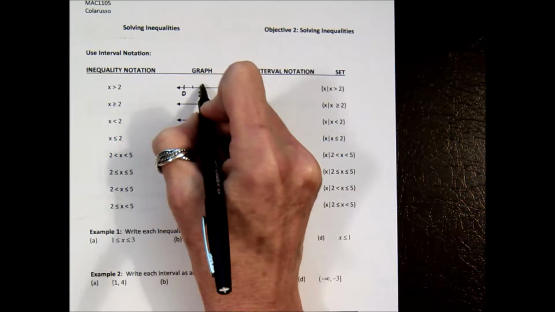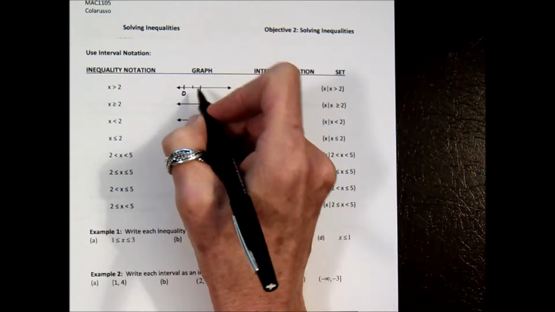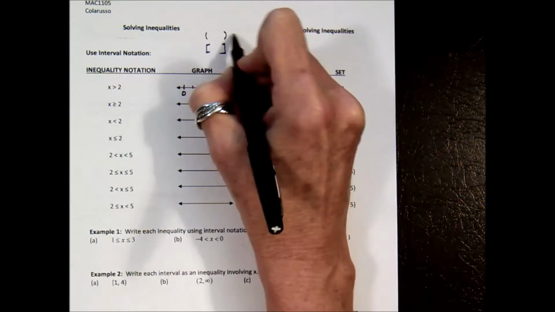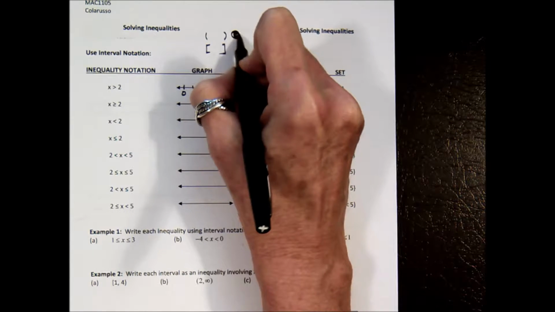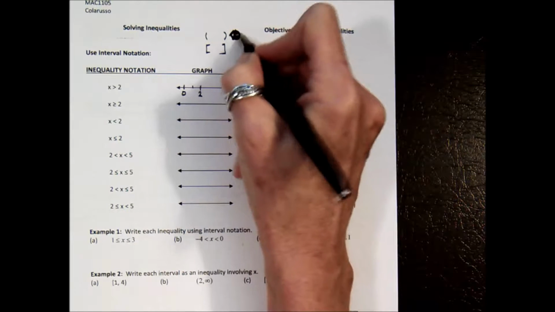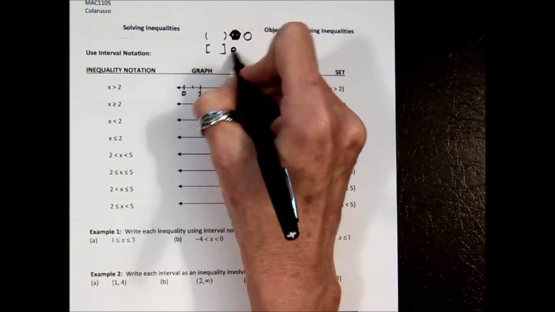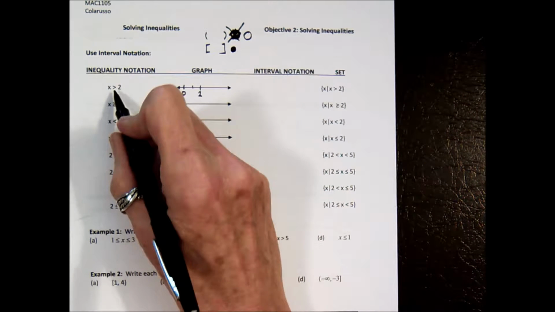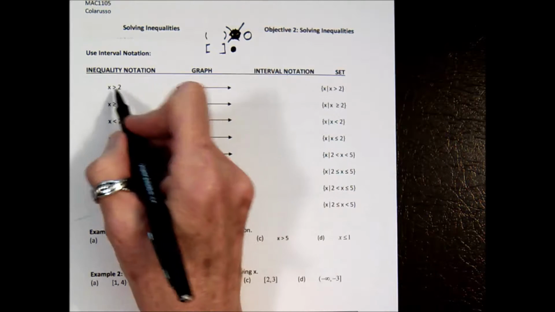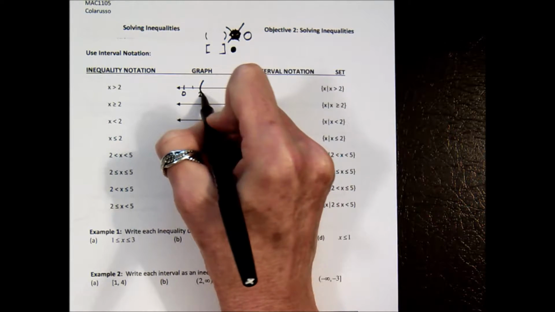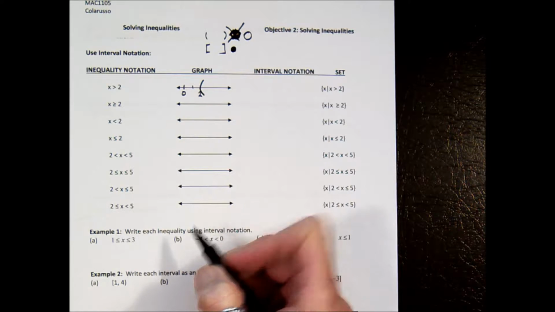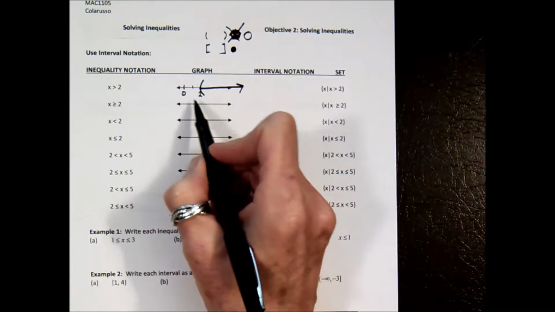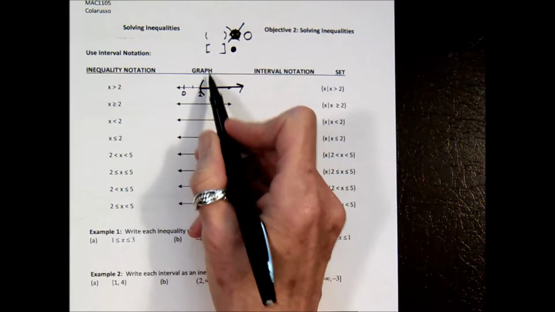Now, in the past, you may have shown it with an open circle, but instead, we're going to use parentheses and brackets. Parentheses correspond to an open circle, and brackets correspond to a closed circle. Since this does not have "or equal to," and the arrow is pointing to the right, I'm going to put an open parenthesis here, to show it goes right up to 2, and then it goes this direction.